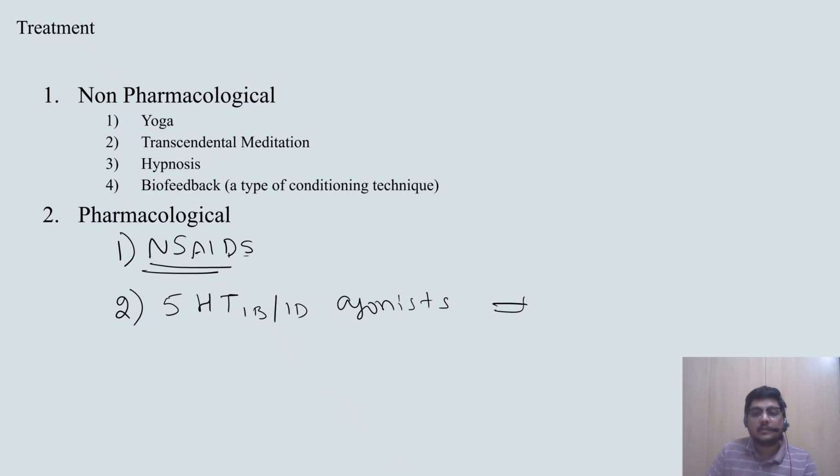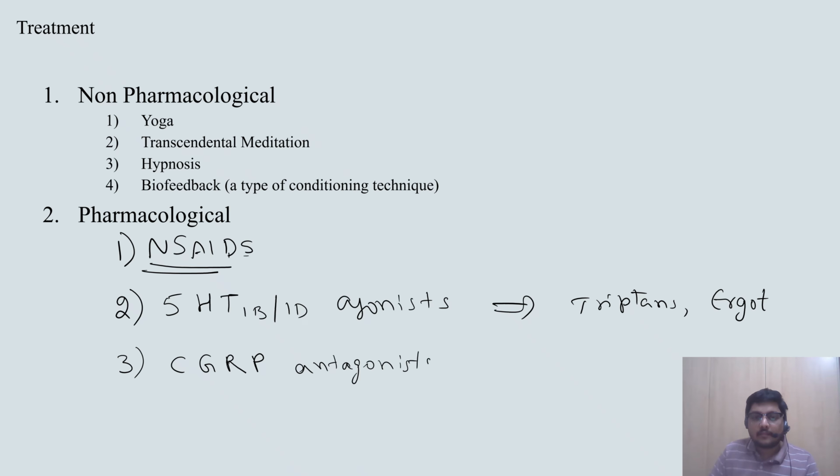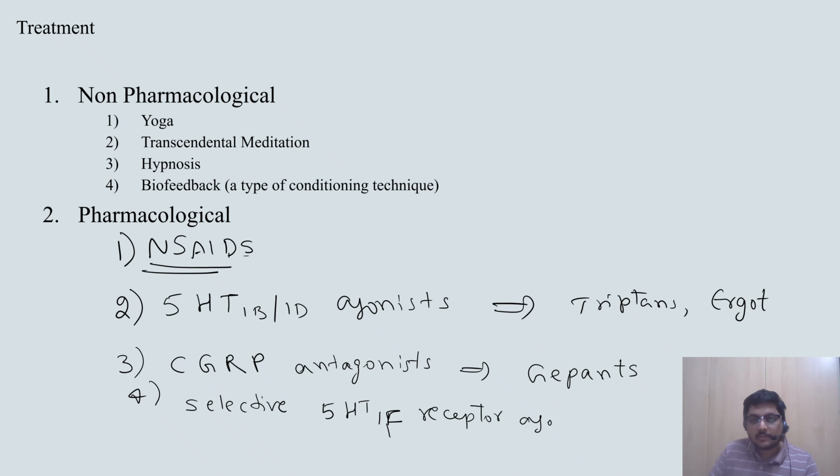There is a group of drugs we call triptans, and ergoalkaloids like ergotamine and dihydroergotamine also come under the serotonin 1B 1D agonists. What is the third group of drugs? We discussed already, CGRP antagonists. These are grouped together as we call them gepants. And another group of drugs is, there is one special receptor of serotonin, we call it the serotonin 1F receptor. When we give an agonist for this receptor, there will be relief of migraine. We group these drugs as ditans.